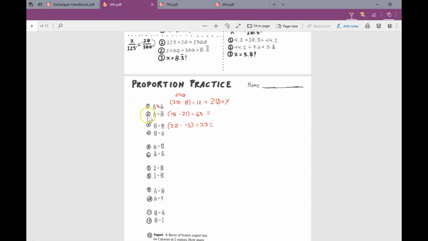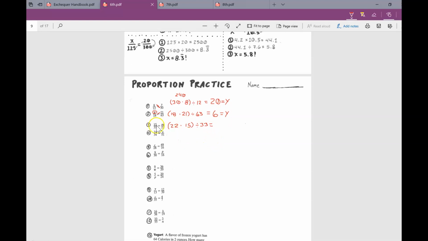Same process here on number 2. This time our diagonal is 18 and 21. So we're going to multiply 18 times 21. That's going to give us 378. Divide that by the number we haven't used yet. That's 63. And we get 6. So our missing number here, represented by the letter y, is 6. Y is equal to 6 on number 2.